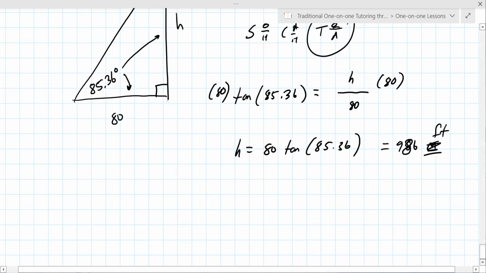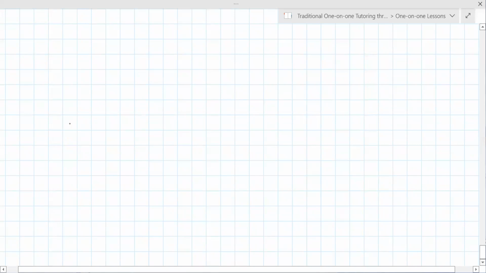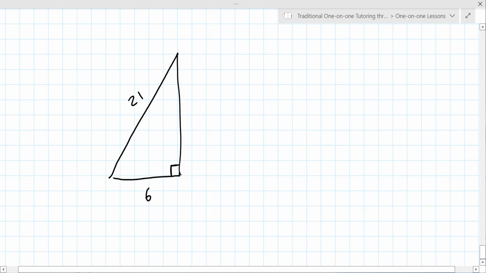Okay, so let's do another problem. Let's do a ladder problem. Maybe you're hanging up lights on the side of your house, maybe you're doing it for a friend, but he's got a 21-foot ladder. Actually that's not drawn very well, it's drawn a little different. He's got a 21-foot ladder and it's only 6 feet from the wall. Okay, I want you to find this angle right there.